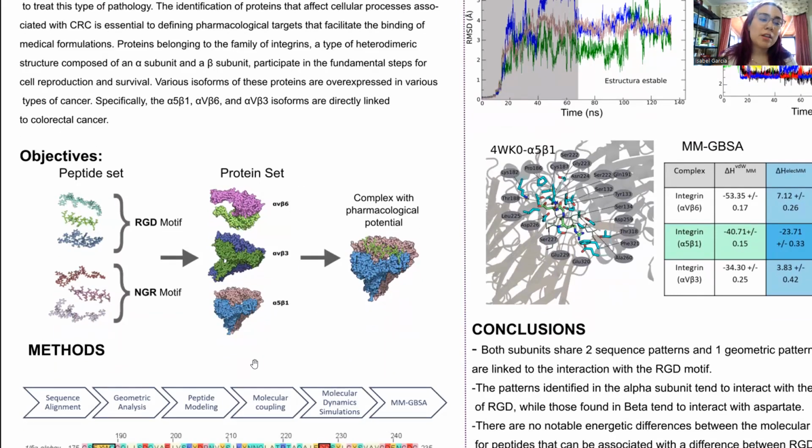With that background, the objectives of our investigation were to define a set of 6 peptides, 3 of them with the RGD motif in their sequence and 3 of them with the NGR motif in their sequence, so we can put them into the protein set that we already defined, and the final aim is to find a complex with pharmacological potential.